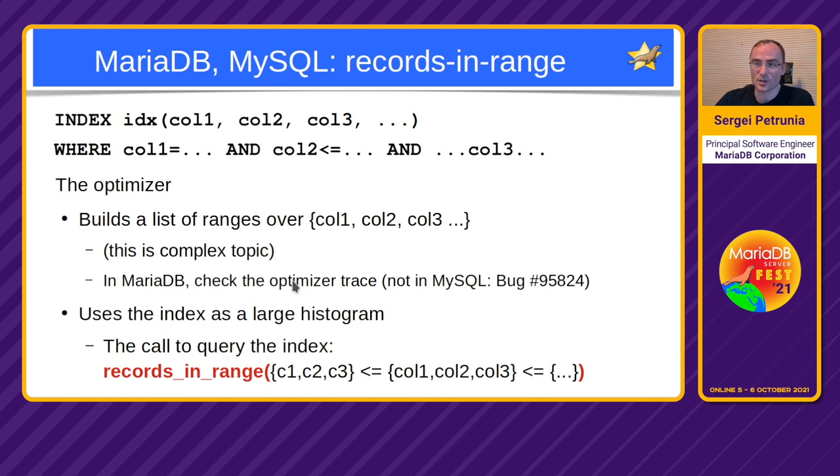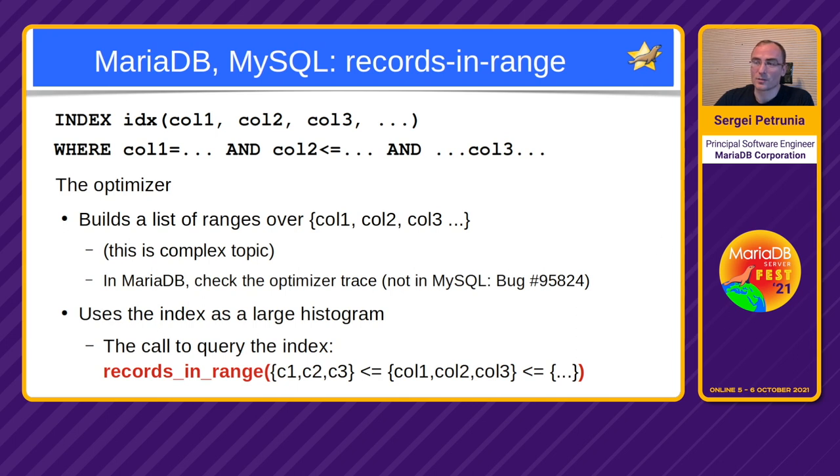In MariaDB, you can check the optimizer trace and see what ranges are generated for your conditions. Beware, MySQL doesn't print them correctly. And then the index is used as a large histogram, and the call to query the index to tell how many rows are in a certain range is called records in range, and that's why they estimate records in range.